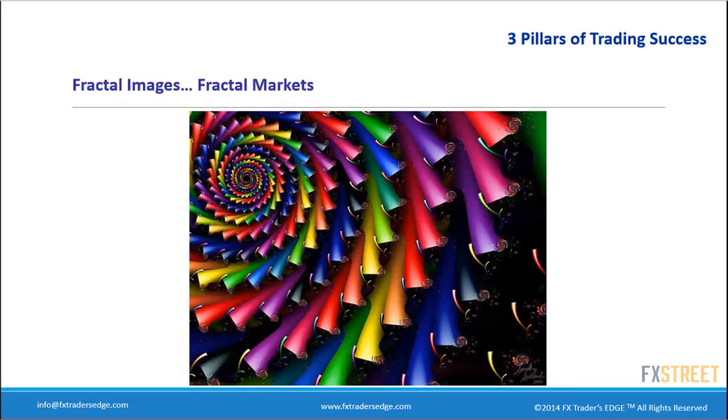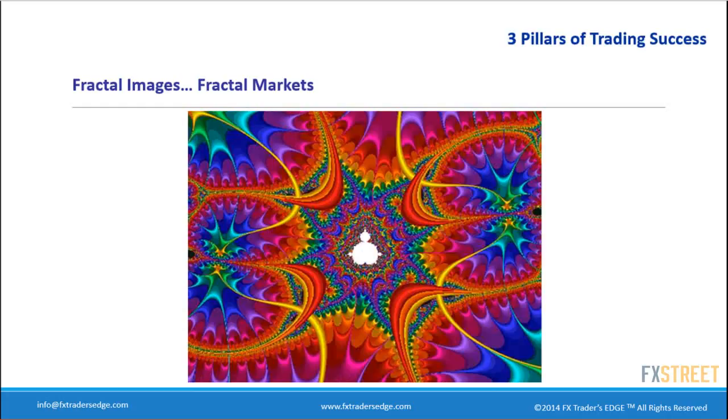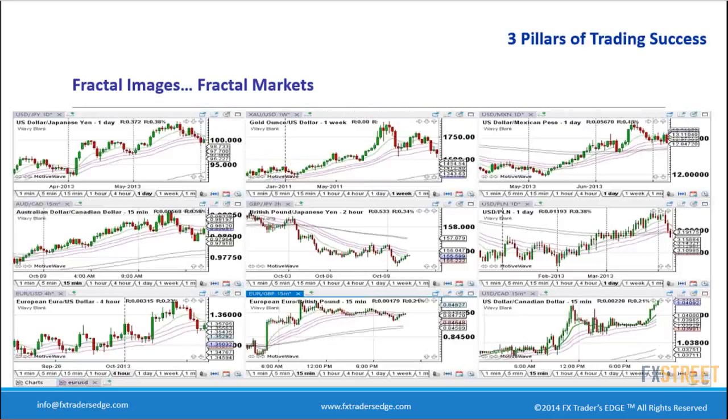So this is a fractal image, and this is also based on Fibonacci formulas, and you can see the pattern repeating itself over and over again. Here's another image with patterns repeating over and over again, and this is what you're familiar with, the patterns repeating in the markets. So this is the fractal nature.